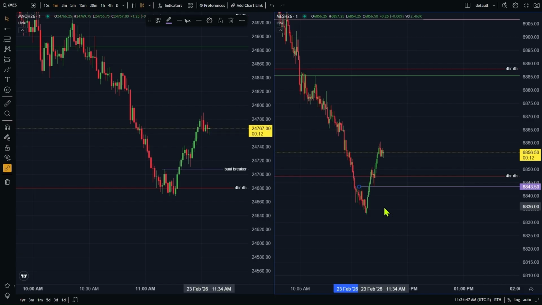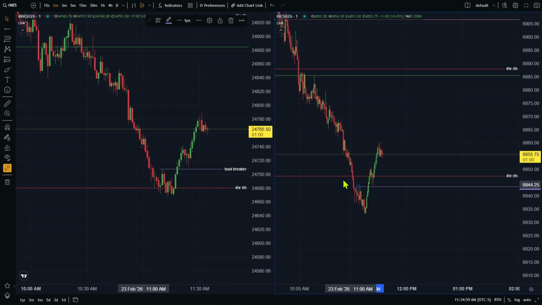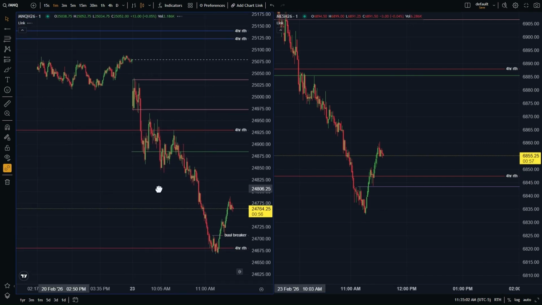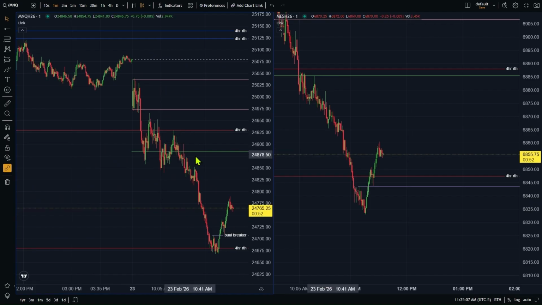Now, I may be a little more eager. I probably should have entered on that red wick, but I might have been a little bit more eager, but I already made money on the way down. So let me show you where I made the money on the way down. And it was a little bit scary because the 4 hour low was already taken and the pre-market low was already taken, and we ripped back up.